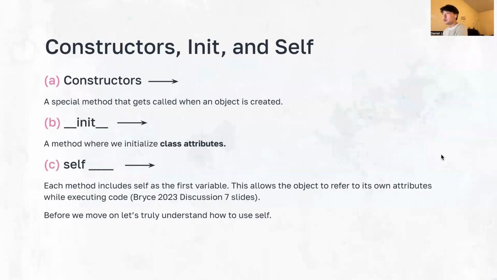Okay, I'll talk about this. These three terms are also very important. Constructors are a special method that gets called when an object is created, and the init method. The init method is where we initialize all class attributes. And finally, self. Self is included as the first variable of a method. This allows the object to refer to its own attributes while executing code. That is paraphrased from my TA during the summer.